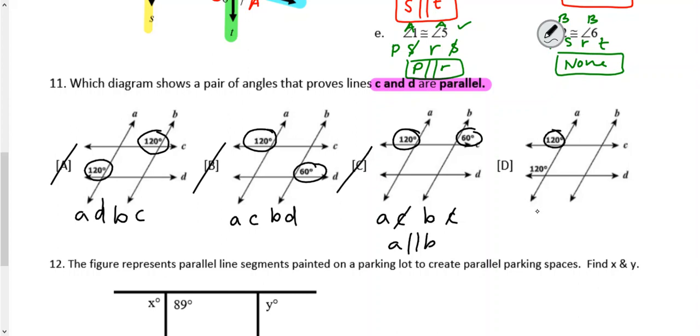And finally, we have top one touching A and C, bottom one touching A and D. Cross the A's out. C is parallel to D. This is what I was looking for. So D is my answer.